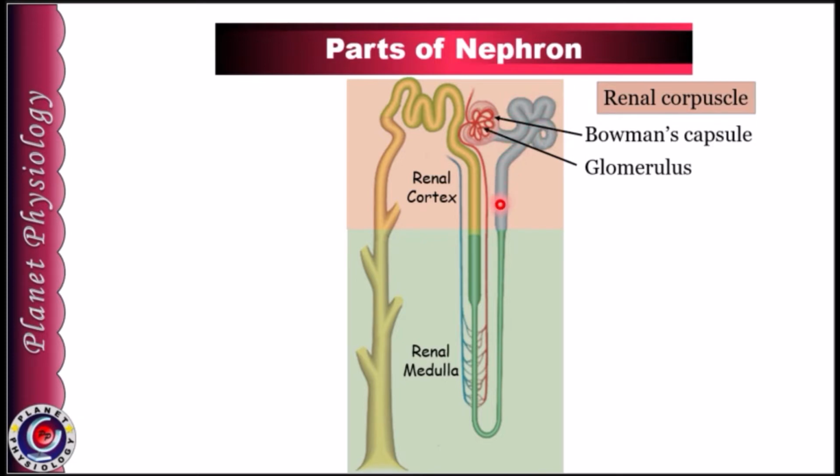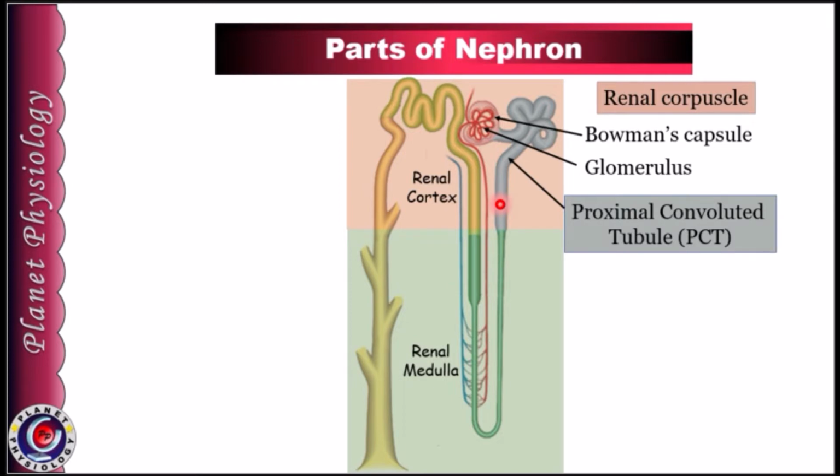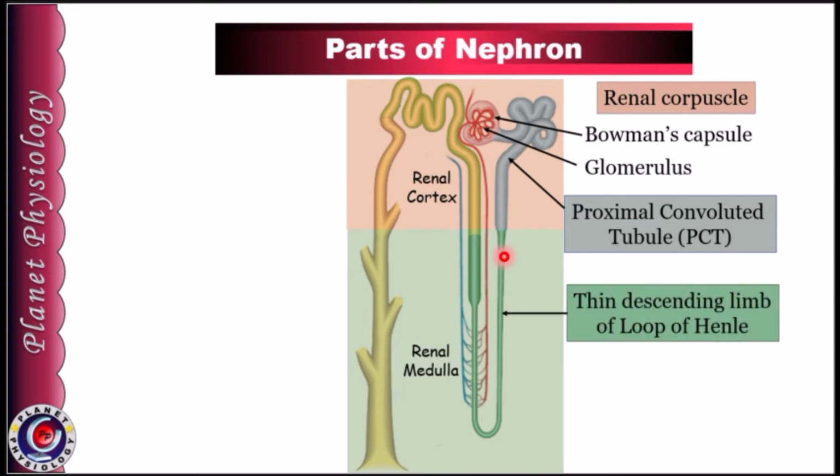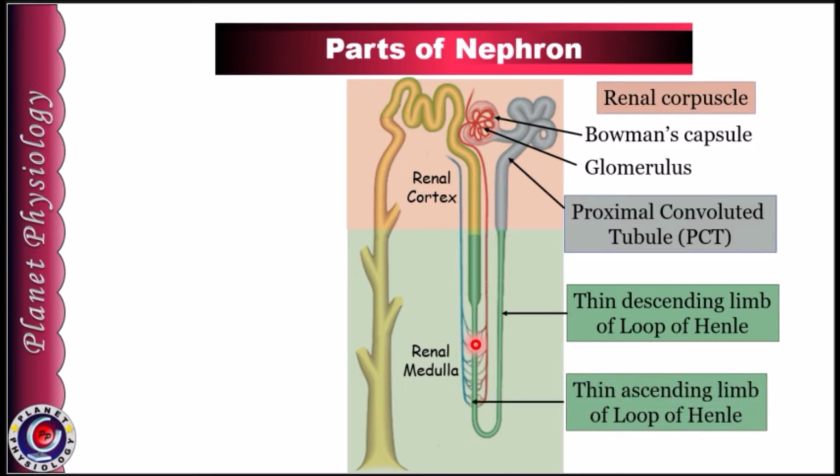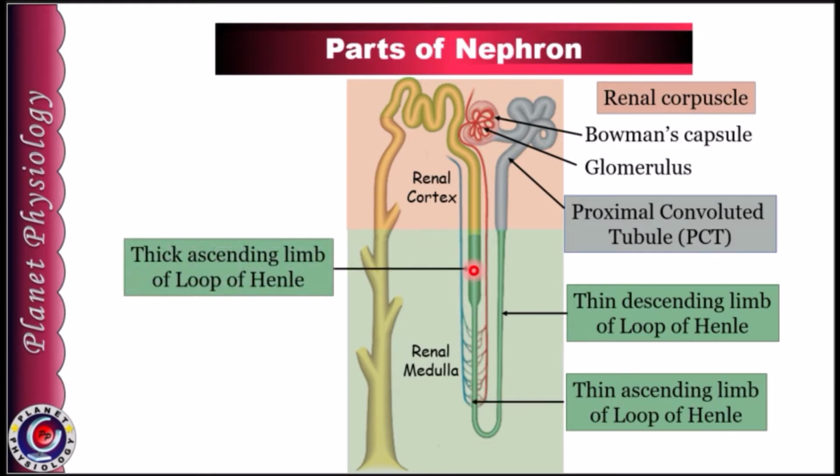Other end of Bowman's capsule gives rise to renal tubule. The first part of the renal tubule is proximal convoluted tubule. As the name suggests, it is a coiled or folded structure. It becomes straight and continues in medulla as thin descending limb of loop of Henle, which then takes a U-turn and runs towards cortex again as ascending limb of loop of Henle. Initial part of ascending limb is thin and hence known as thin ascending limb, and the later part is thick and hence called thick ascending limb of loop of Henle.